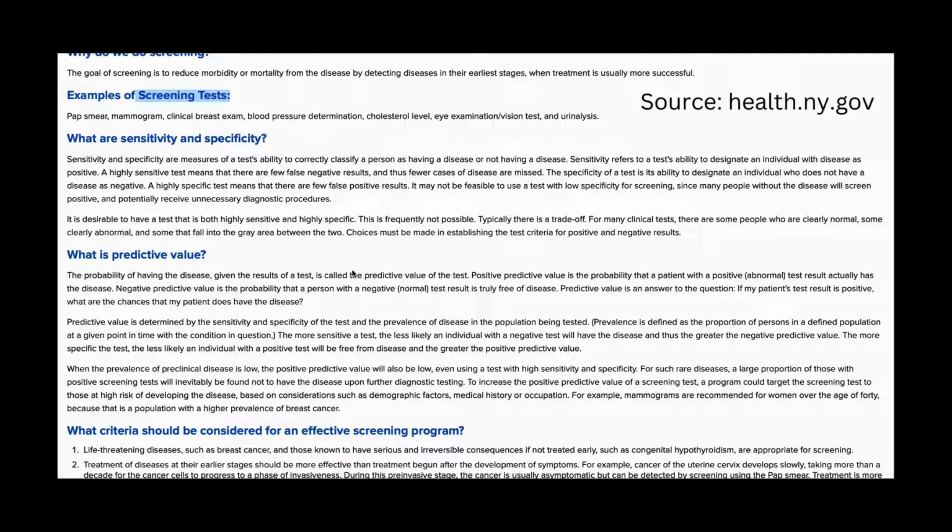So this is an extract from a health.gov webpage. They explain very clearly the difference between sensitivity and specificity with respect to screening tests. Sensitivity and specificity are measures of a test's ability to correctly classify a person as having a disease or not having a disease. Sensitivity refers to a test's ability to designate an individual with disease as positive. A highly sensitive test means that there are few false negative results, and thus few cases of disease are missed. This is very important because if somebody has a disease, we should diagnose it, right? So a higher value of sensitivity will help in that.